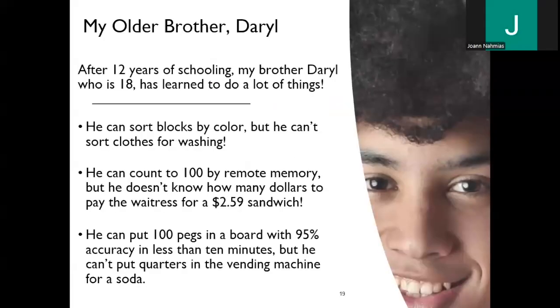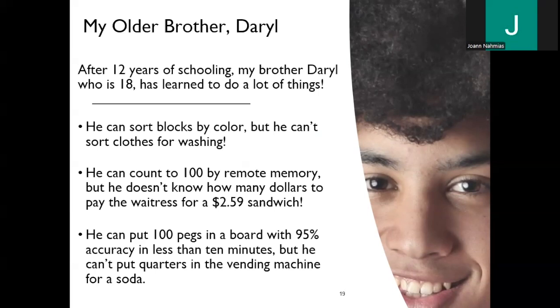Here is an example of some goals that were included in a young man's IEP. My older brother Daryl. After 12 years of schooling, my brother Daryl, who is 18, has learned to do a lot of things. He can sort blocks by color, but he can't sort clothes for washing. He can count to 100 from memory, which is impressive, but he doesn't know how to calculate the correct change when paying for a $2.59 sandwich.